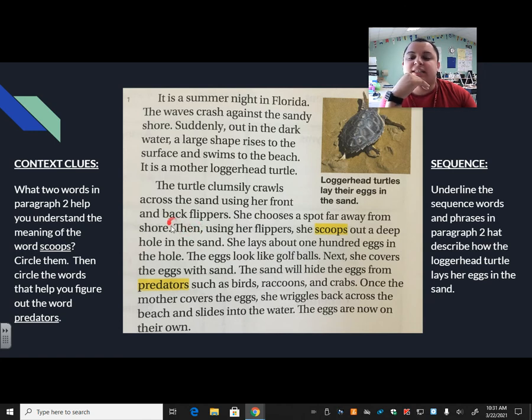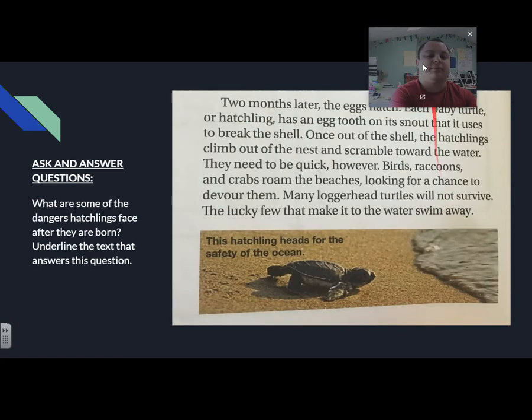If we look here, it says then. Then is a sequence word. There's usually first, then, next, last. And another word that I just said here, next. All right, let's keep going.